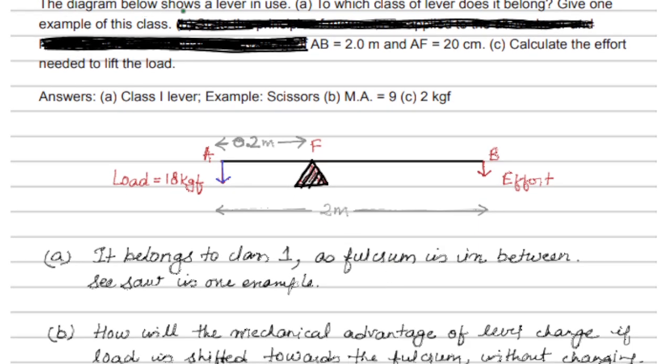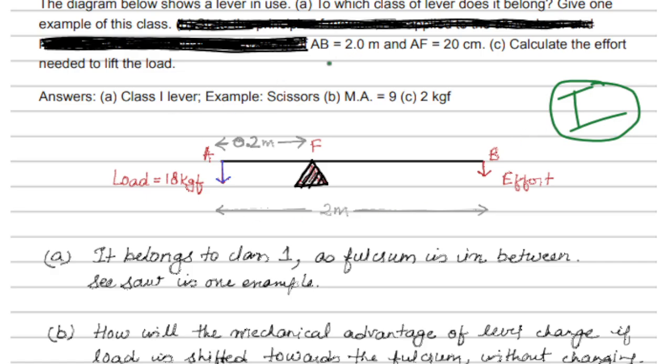The diagram below shows a lever in use. To which class of lever does it belong? Give one example of this class. So there are many examples of this class. This is a typical class 1 lever. Scissors is one example where the fulcrum is in between. So whenever you are trying to find the type of lever, we just have to see what is in between. So fulcrum is in between, it is a first class.